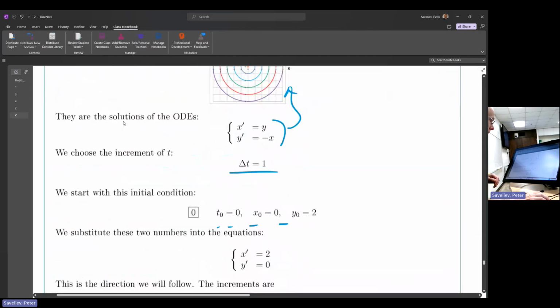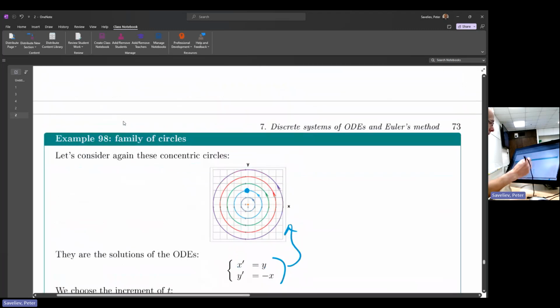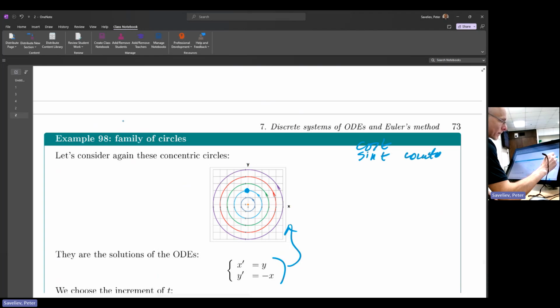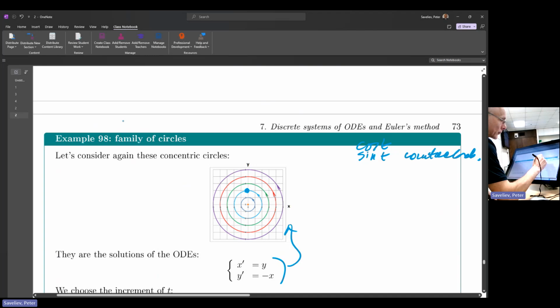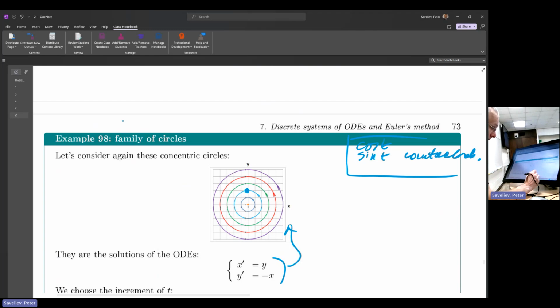It is wrong. So remember that cosine t, sine t is counterclockwise. And these curves are actually counterclockwise, but this one is clockwise.